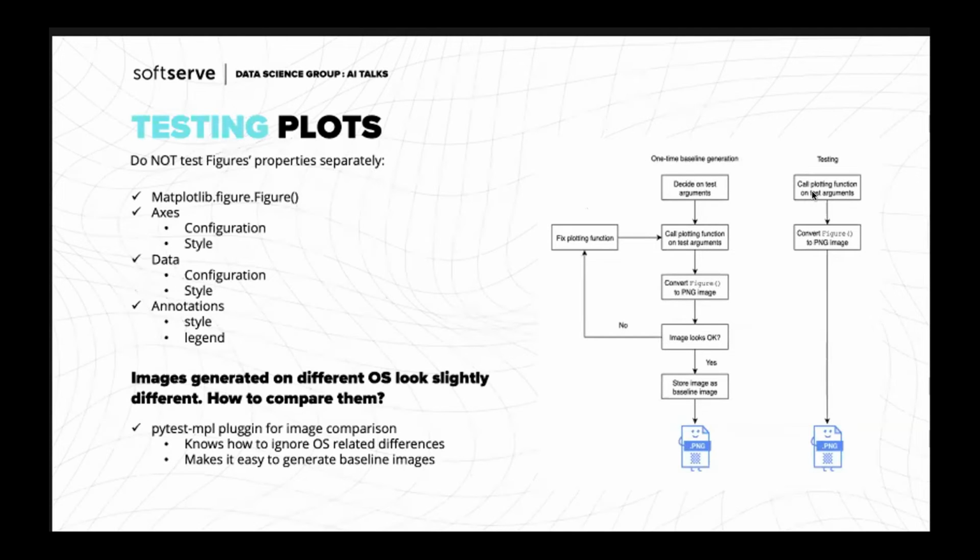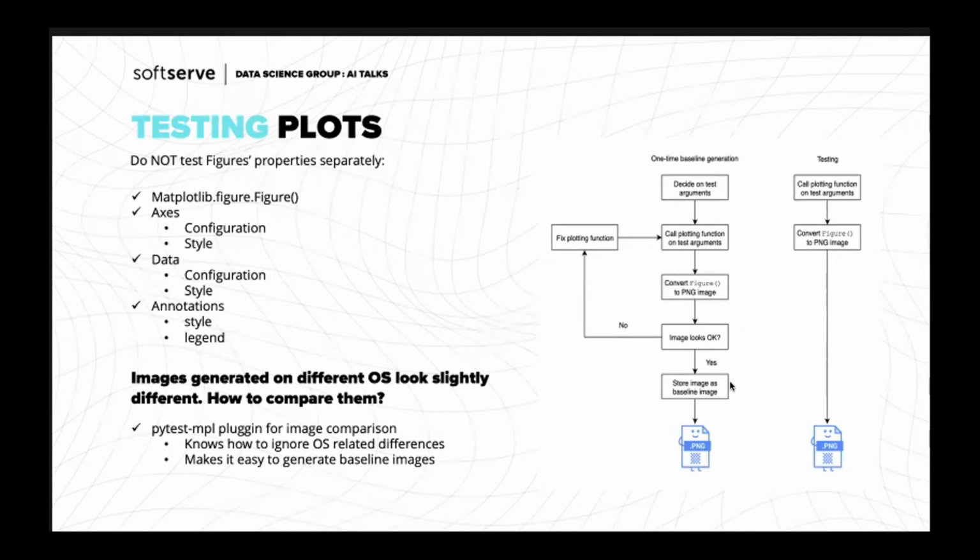First of all, we need to call plotting functions on the test arguments and convert our result to a PNG image. And based on the PyTest MPL plugin, try to compare it with what we received on the implementation step. The implementation step includes, of course, calling plotting functions on test arguments, converting our final figure to PNG, and if our image looks okay, fixed plotting functions.